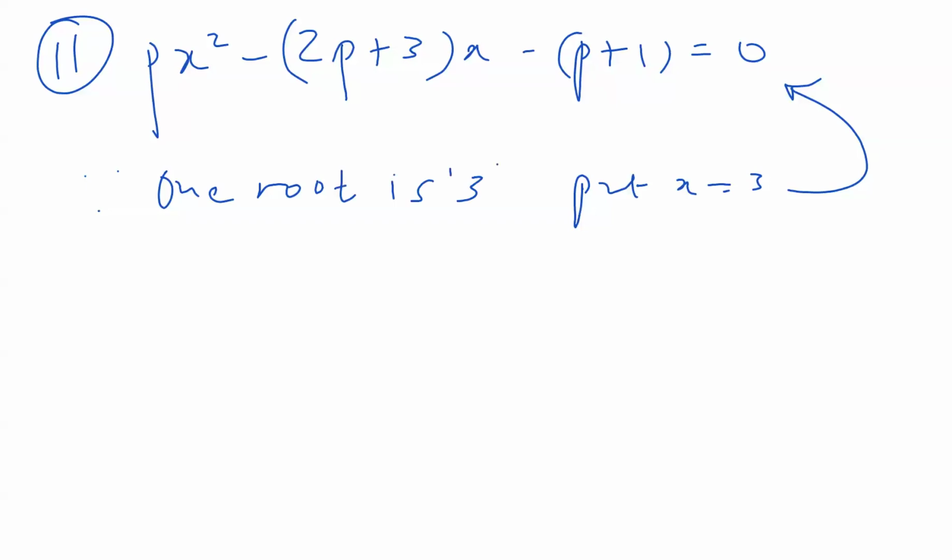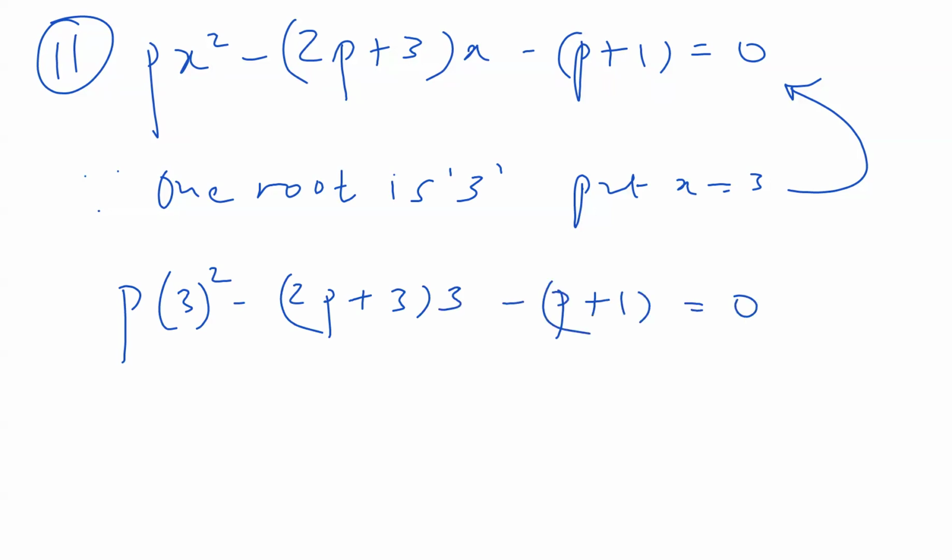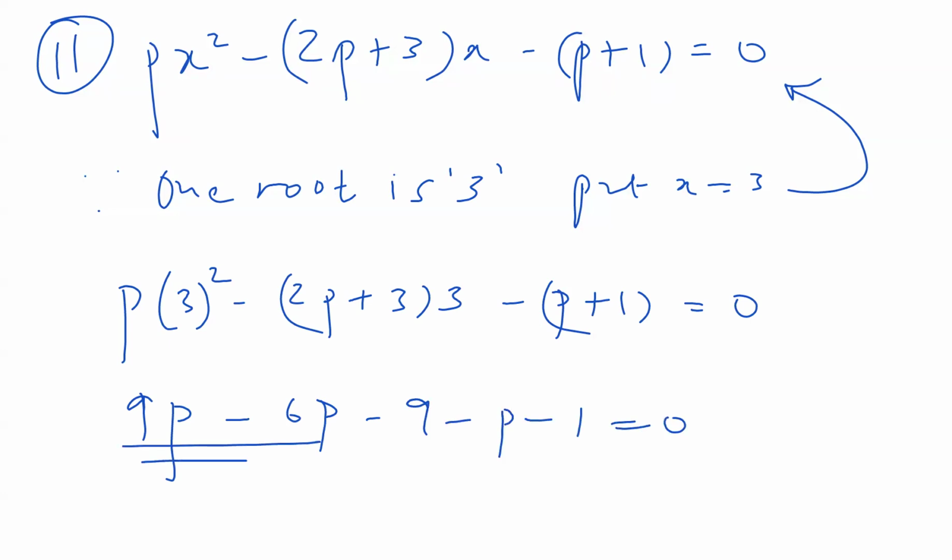Put x equal to 3 in this quadratic equation. p into 3 square, minus (2p plus 3) into 3, minus p plus 1 is equal to 0. So 9p minus 6p minus 9 minus p minus 1 equal to 0. Okay, so this is 3 minus 1, that is 2. So 2p minus 10 is equal to 0, so p is equal to 5.